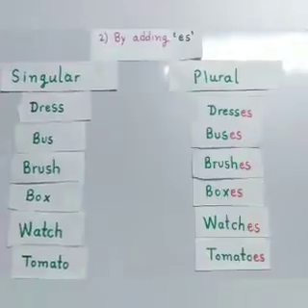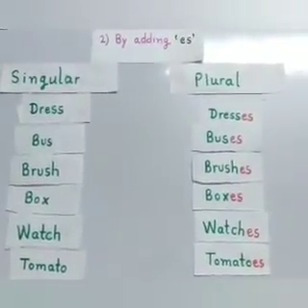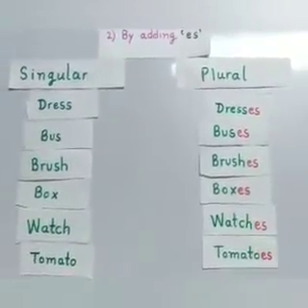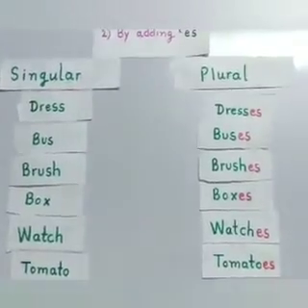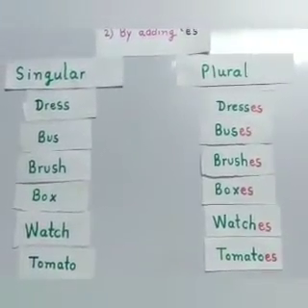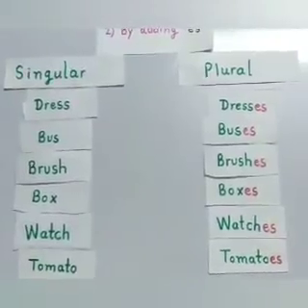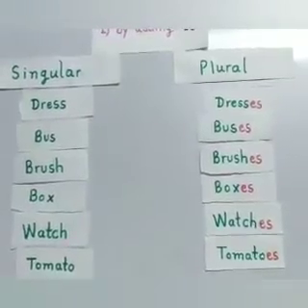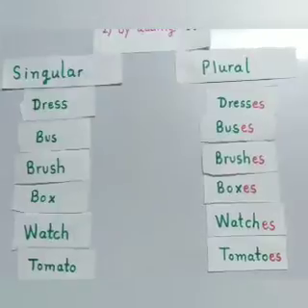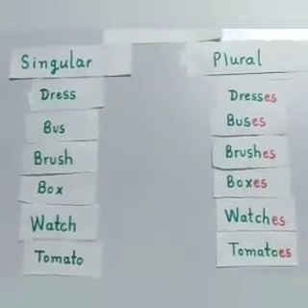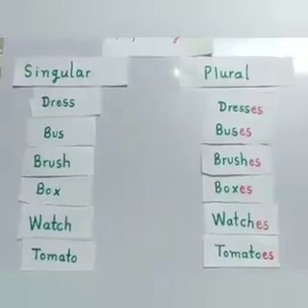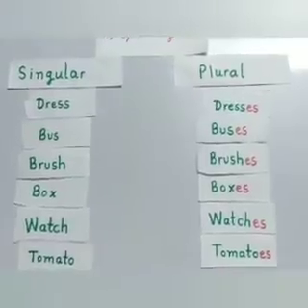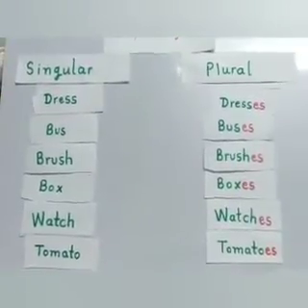So kids, the second way of changing a singular naming word into a plural naming word is by adding es. As I have already told you, the words which end with ch, sh, s, ss, o, x, or z. When a singular naming word ends with any of these letters, then we can change it into a plural naming word by adding es.